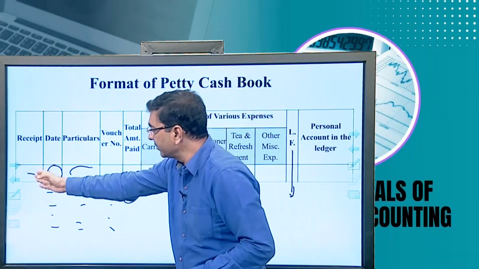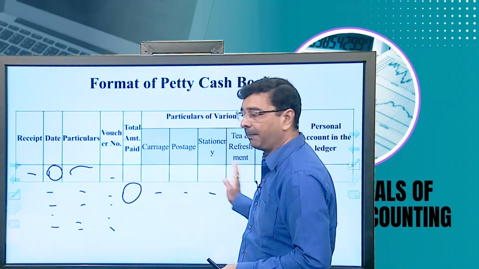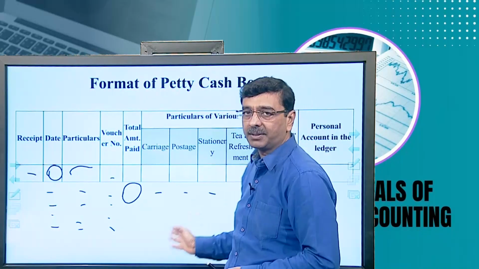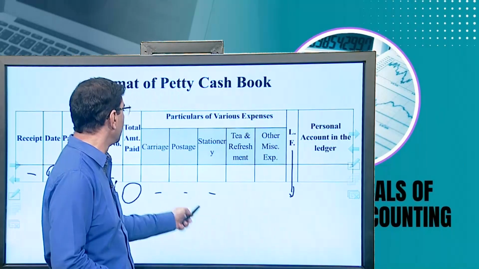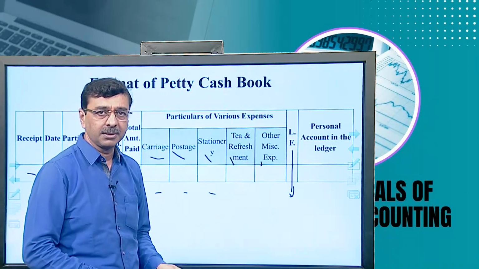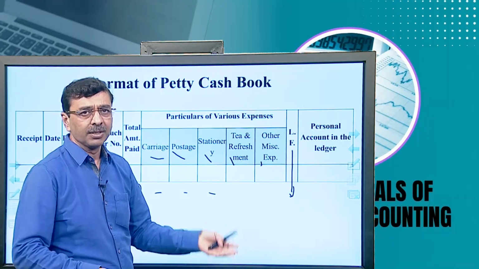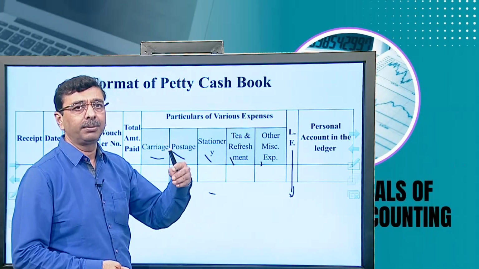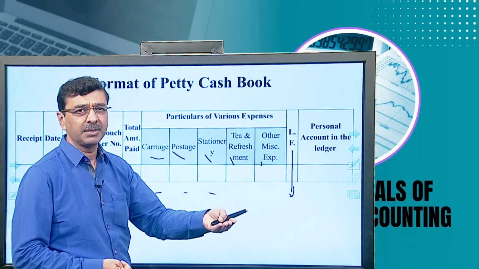So one receipt, then all payments. The payments are different kinds of expenses. I am putting here some examples like carriage, postage, stationery, tea, and other miscellaneous expenses. There might be more than this also. So it depends upon how many types of subsidiary sub expenses there are.